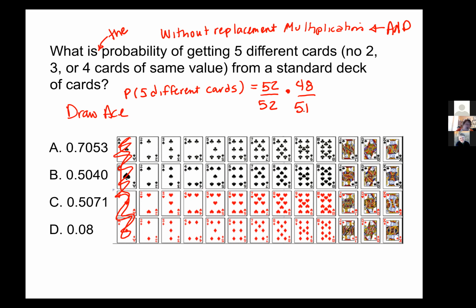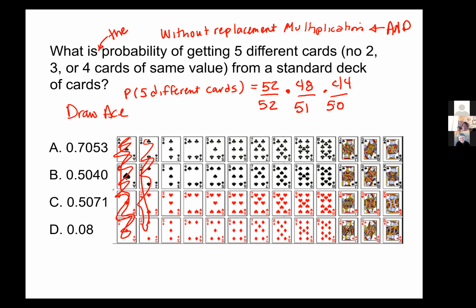Okay. How about the third draw? Let's say I drew a 2. So now, how many different ways can I draw a card that's not a 2? Well, now the 2s are gone. There are 44 cards that aren't 2s. Out of how many cards are left in the deck? 50 cards in the deck. See where this is going?